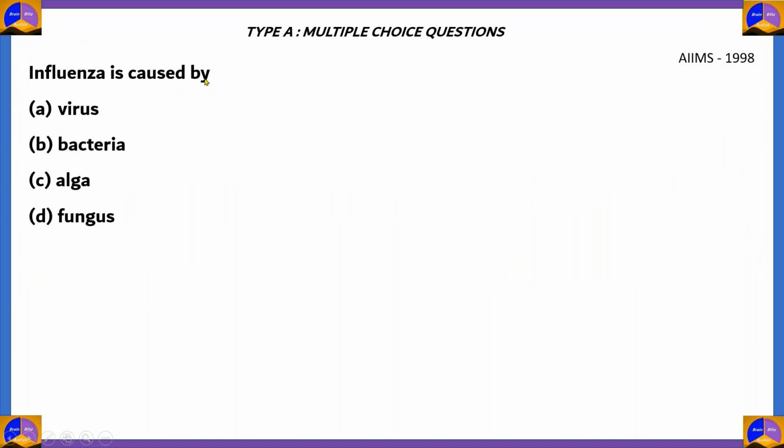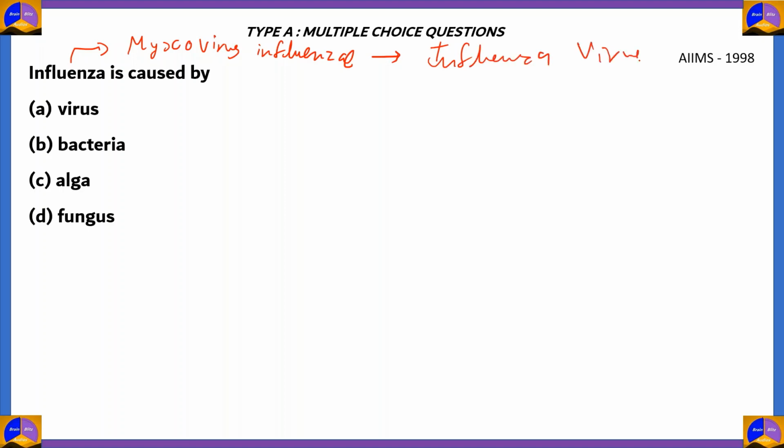Influenza is caused by. So we need to find out the causal organism of influenza. Now, influenza has the causal organism myxovirus influenzae. This is known as influenza virus. So therefore, we can safely conclude that option A is the right option. Influenza is caused by a virus. It's not caused by a bacteria or alga or a fungus. So myxovirus influenzae, which is a virus, causes influenza in humans, the flu.